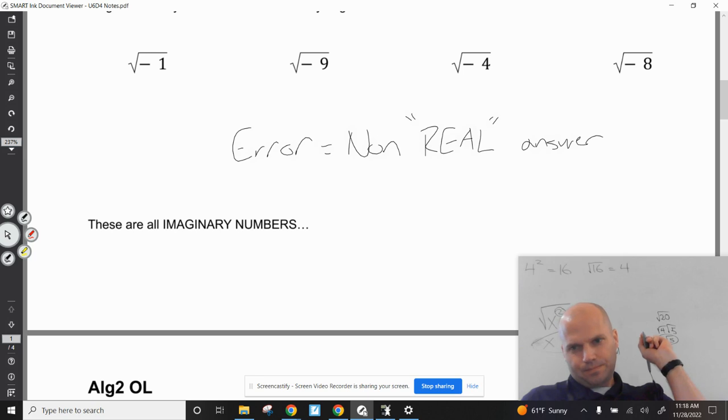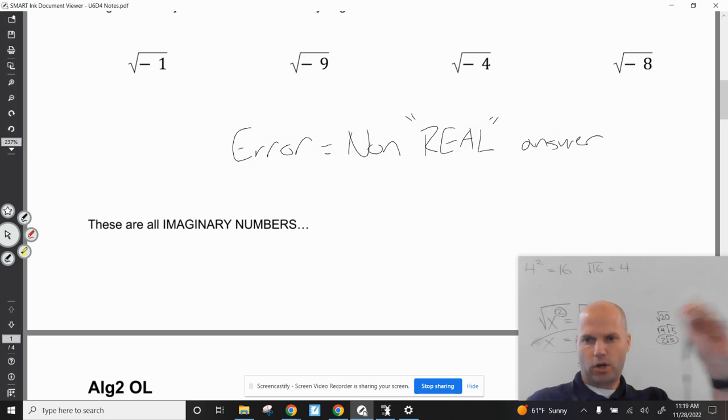That's because these aren't real numbers. The square root of negative 1, can't do. Square root of negative 9, you can't do. Square root of negative 4, you can't do. But they are numbers, and we're going to call them imaginary numbers. Okay?